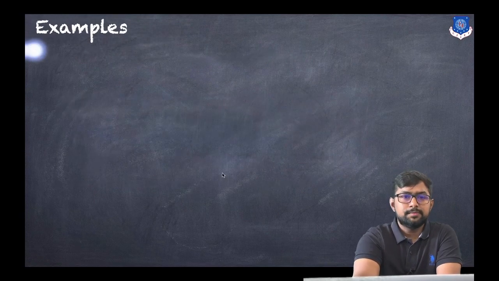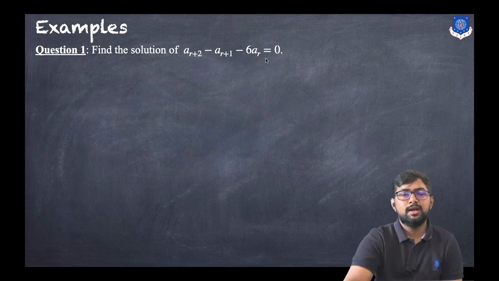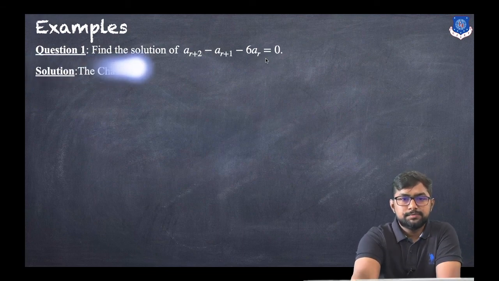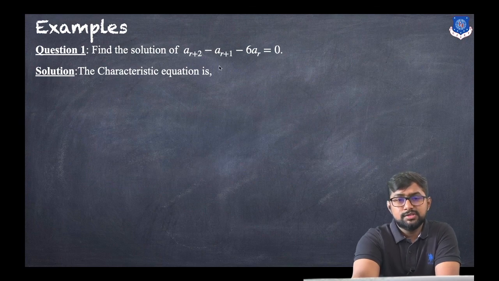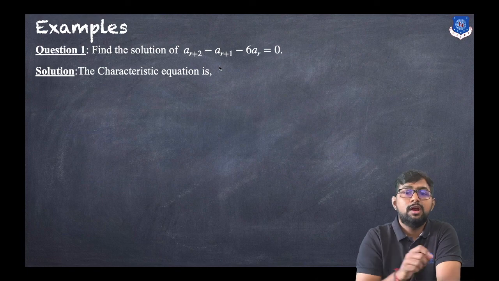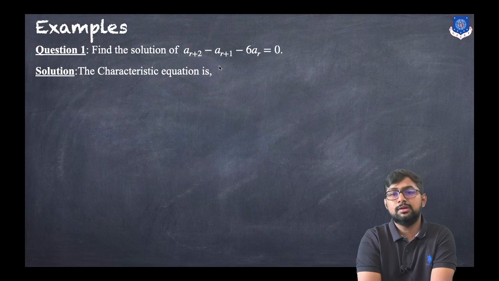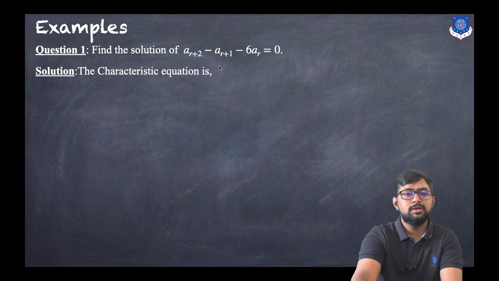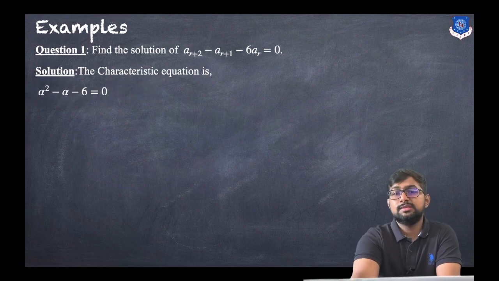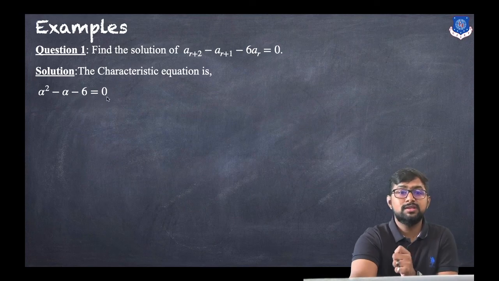So let us take examples. Find the solution of a_(r+2) minus a_(r+1) minus 6 a_r equals 0. First, just determine the order of the given recurrence relation, and also you can see that the right hand side equals 0, so it is a homogeneous linear recurrence relation. So the characteristic equation: as we have r plus 2, the order will be 2. So we start from alpha squared minus alpha minus 6 equals 0.